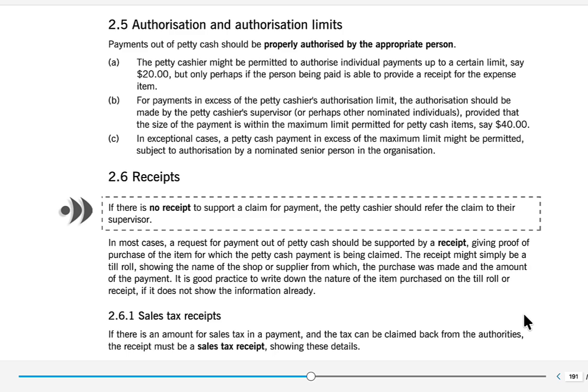The main lesson you must remember. Lesson 2.5 teaches one strong control rule. Petty cash payments must be properly authorized, and every person has an authorization limit, so no one can approve any amount they want. This keeps petty cash safe. This keeps the business protected, and it keeps the records correct and trustworthy.